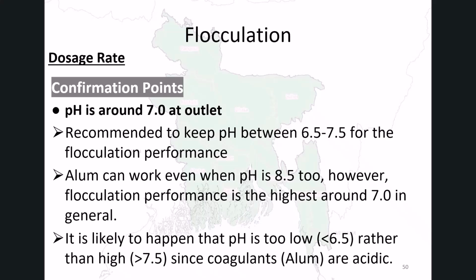This is because alum's action is related to electron charge and is based on the pH. Alum can work even when pH is 8.52. However, flocculation performance is the highest around 7.0 in general. It is likely that pH becomes too low, 6.5, rather than high, 7.5, since coagulants, alum, are acidic. If pH drops too low, below 6.5, floc formation becomes weak and fine particles do not settle properly.